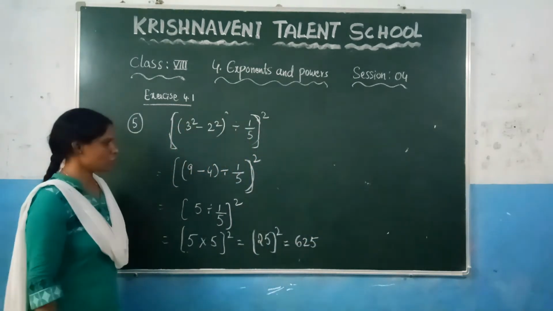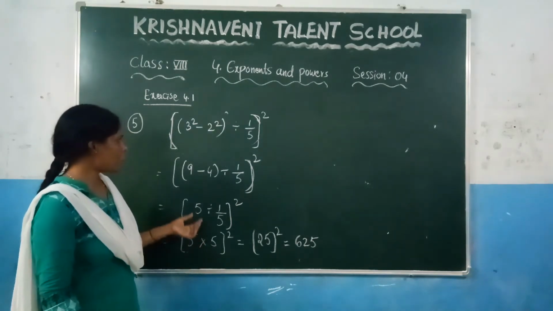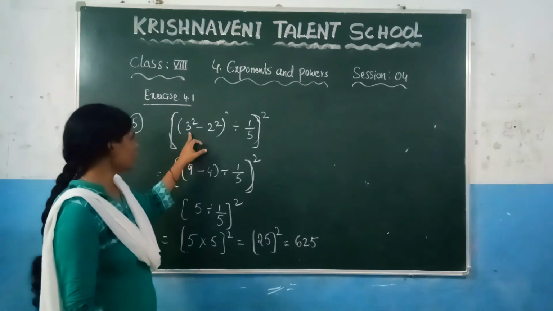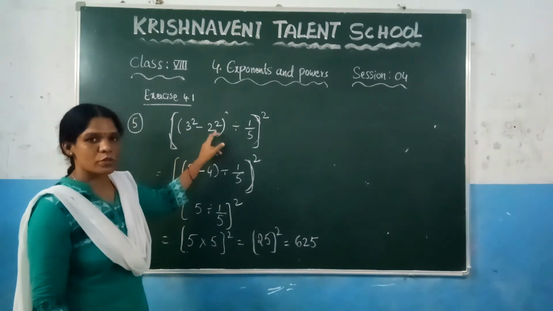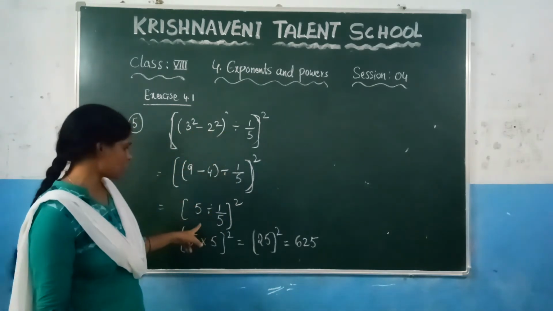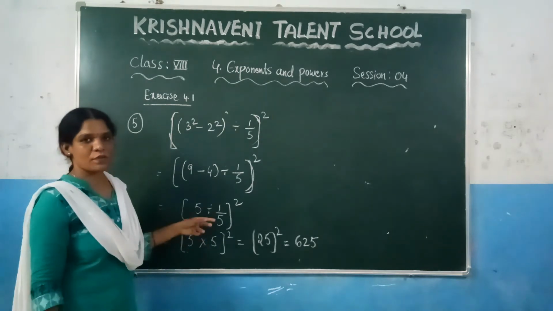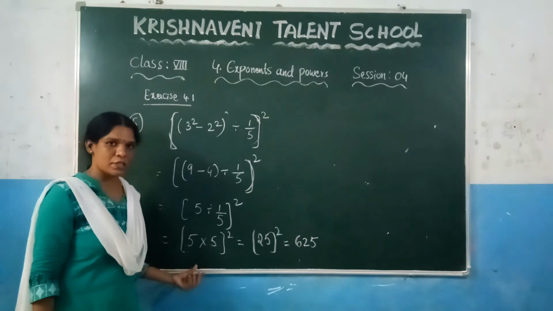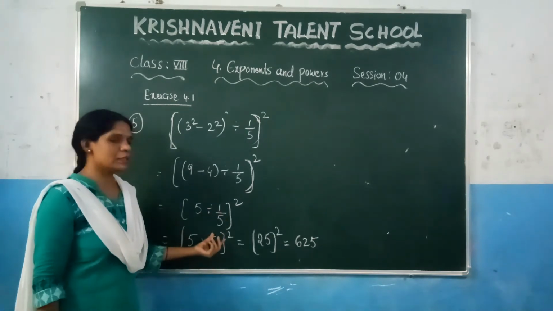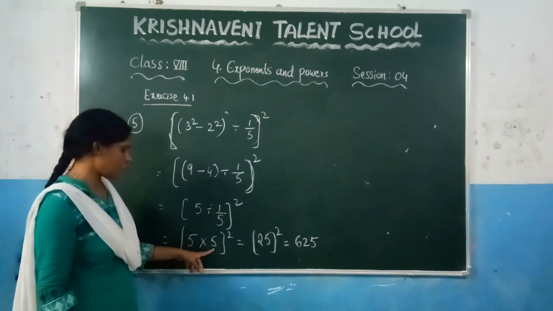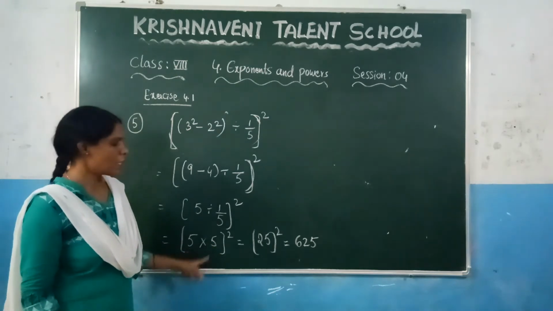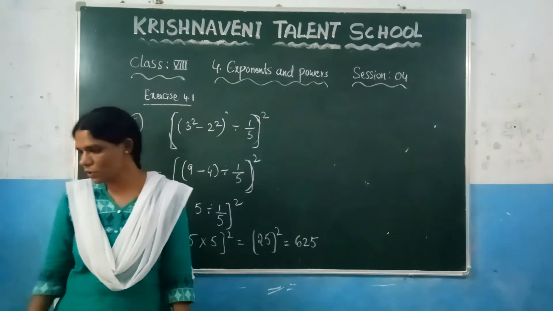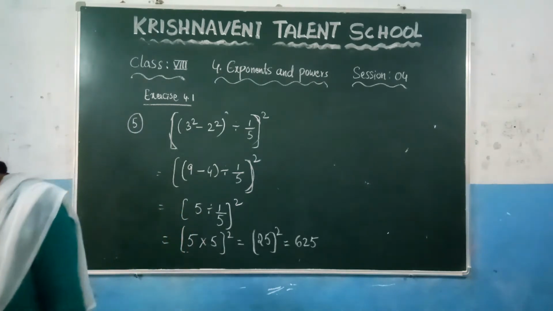So like this you need to solve the problem. Here what we have done, we have solved what is there in the brackets first. So here 3 square which is 9, 2 square which is 4, 9 minus 4 which gives you 5. And after that we have changed the operation division into multiplication. Since we have changed the operation, we have written the reciprocal of 1 by 5, which is nothing but 5 by 1 which gives you 5. And after solving we got the value which is 625. Now see the next question.